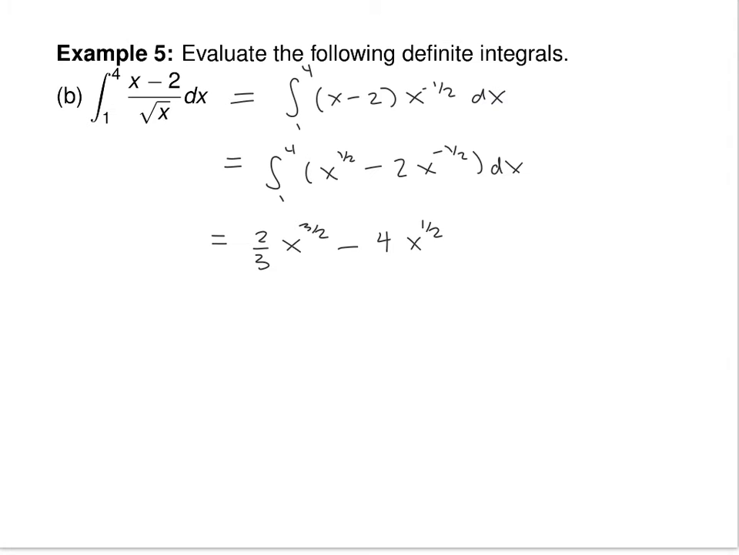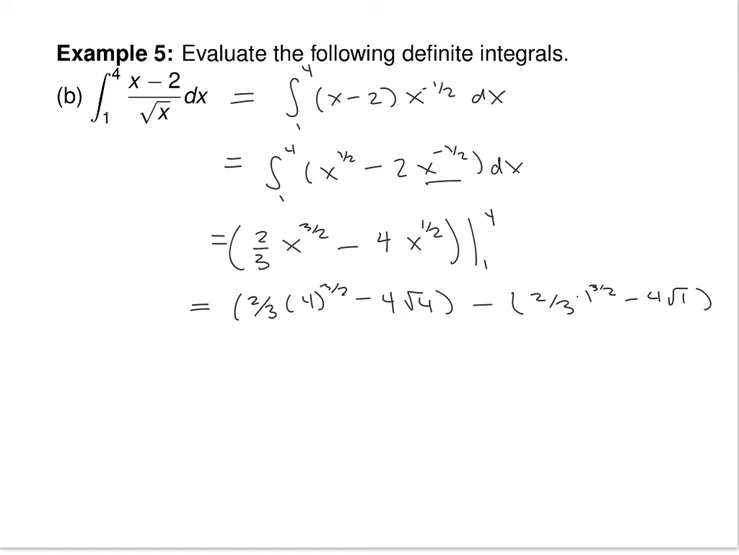Does that seem right? Because the antiderivative of x to the negative 1/2 will be x to the positive 1/2 times 2, right? Okay, evaluated from 1 to 4. So we got 2/3 times 4 to the 3/2 minus 4 root 4, minus 2/3 times 1 to the 3/2 minus 4 square root 1.